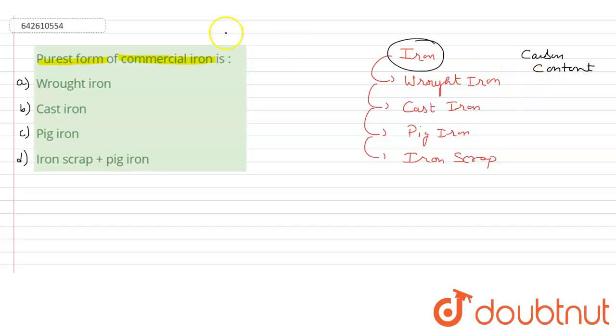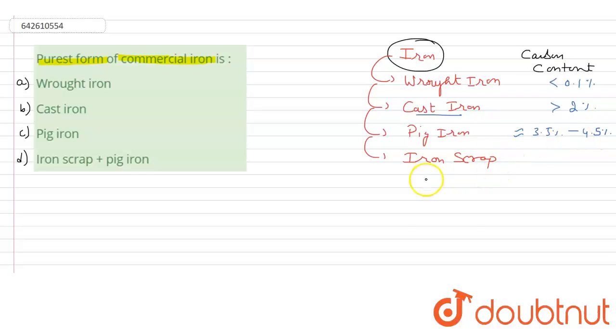In the case of wrought iron, the carbon content is less than 0.1%. But in the case of cast iron, the carbon content is approximately greater than 2%. And in the case of pig iron, it is approximately 3.5% to 4.5%.